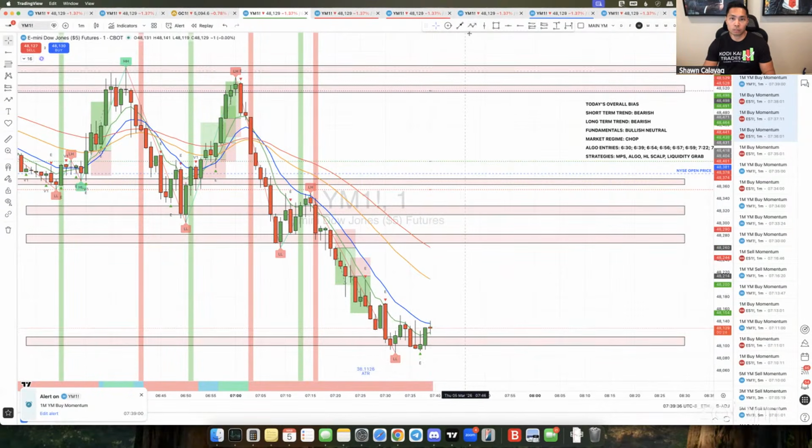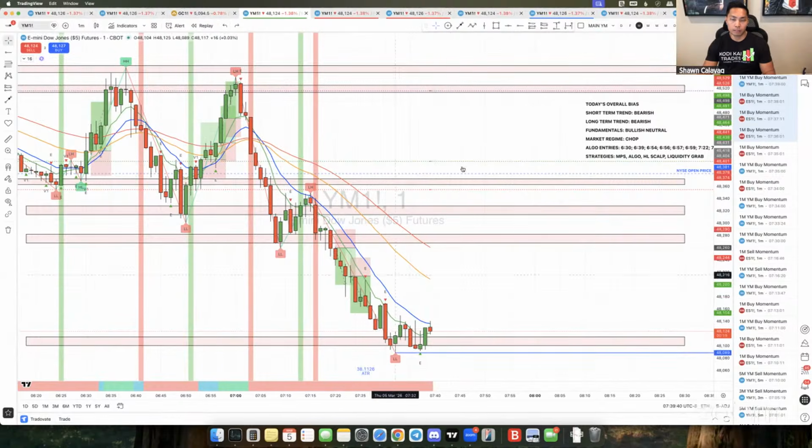As long as it holds, if it doesn't push past this level down here, or let me put the line back up, if it doesn't push past this area, then it's probably going to climb back up. If it pushes below here, though, different story. Then it's probably going to continue dropping.